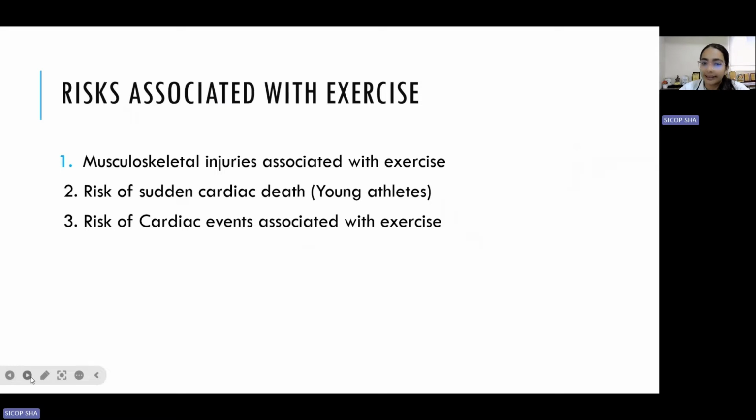Risk of sudden cardiac death. More and more news has been coming forward with respect to this. There have been a lot of cases where a player has died on the football ground or the cricket ground and so on. Risk of cardiac events associated with exercise. Even if there is no sudden cardiac death, the occurrence of angina or other such cardiac events can be associated with exercise.